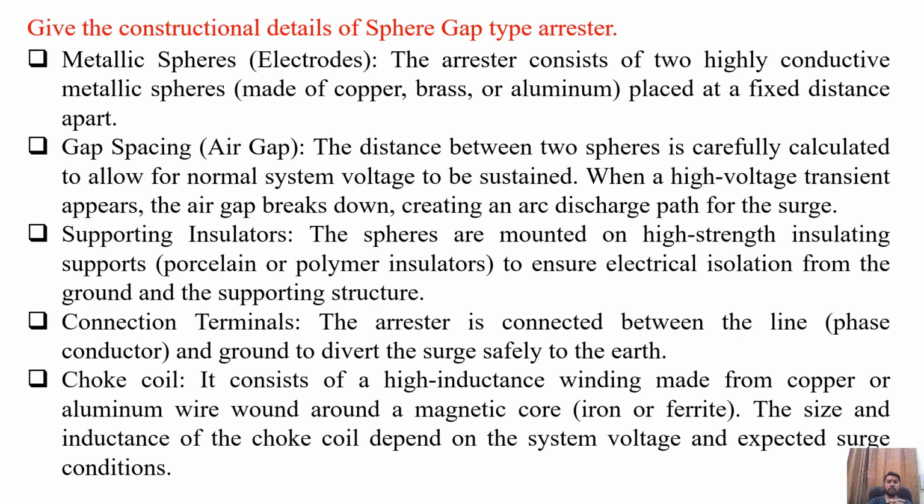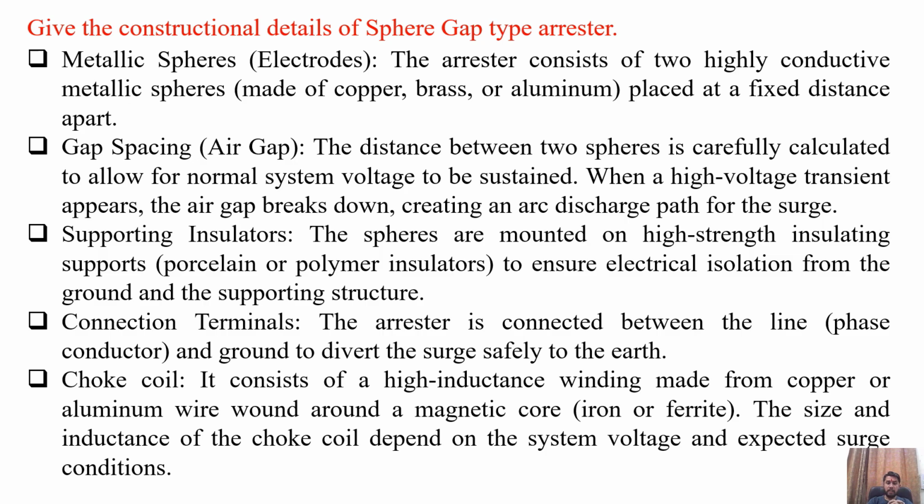So the second component is the gap spacing or air gap. The distance between the two spheres is carefully calculated to allow the normal system voltage to be sustained. When a high voltage transient appears, the air gap breaks down, creating an arc discharge path from that line to earth or ground. So it is the air gap only. So no material specific detail is required because the air itself is an insulating medium, or a conducting medium in between.